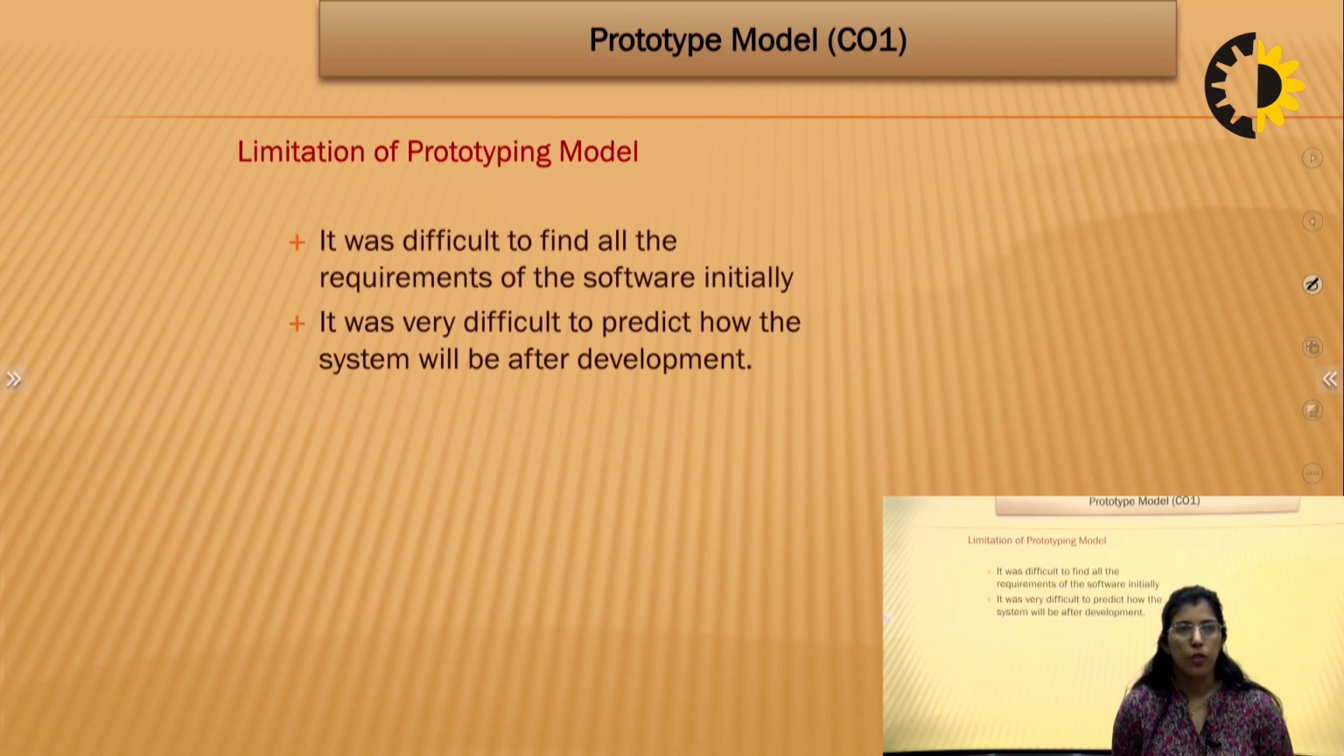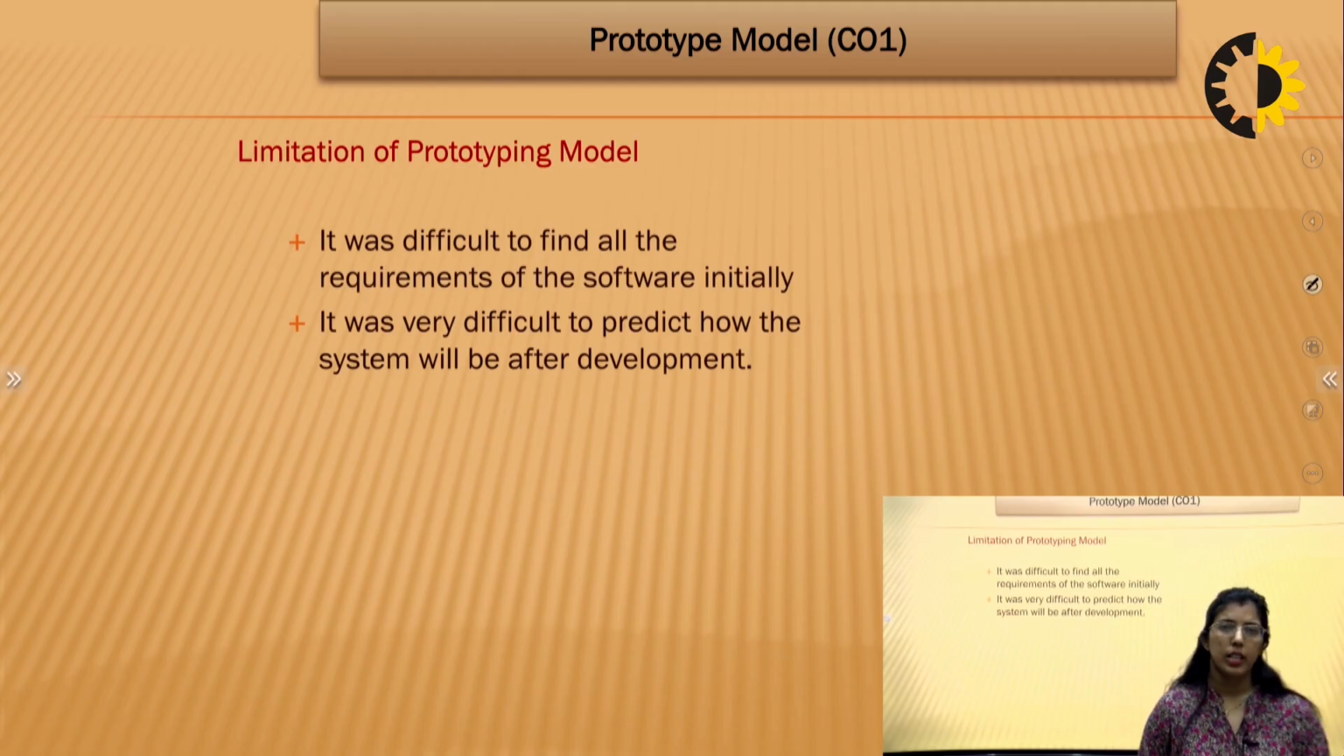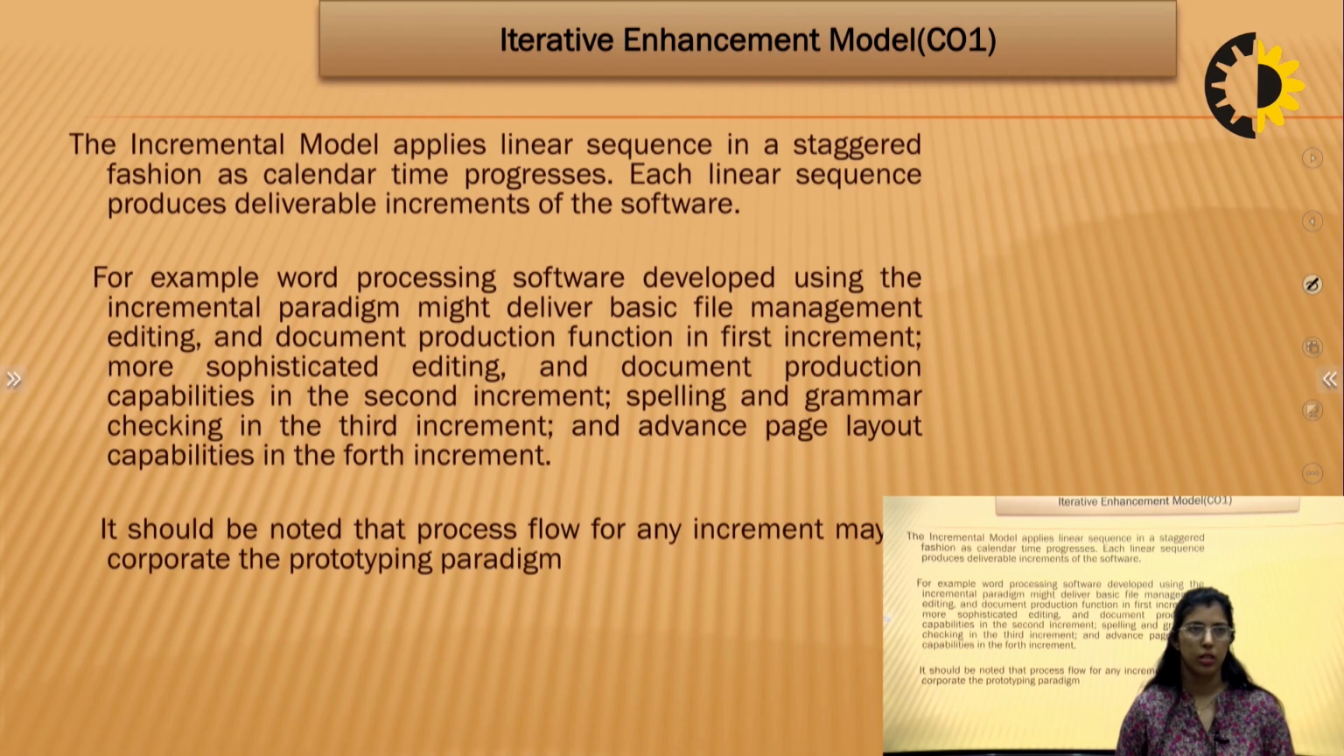So, limitations of prototyping model is it is very difficult to find all the requirements of the software initially, because a prototype is built initially. So, all the requirements cannot be implemented at the very first prototype also, right? So, we need to prioritize the requirements and fulfill only 2-3 requirements based on the customer perspective, right? And then deliver the prototype. It is very difficult to predict how the system will be after the development, right? So this model lacks here.